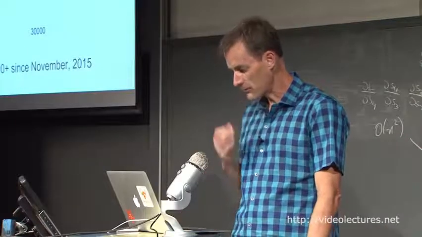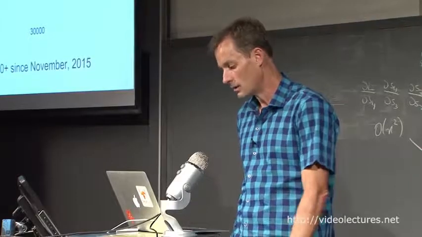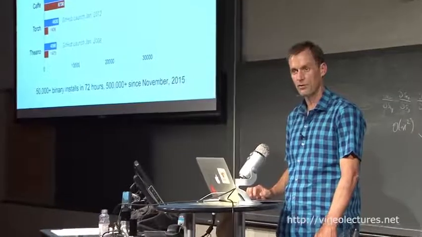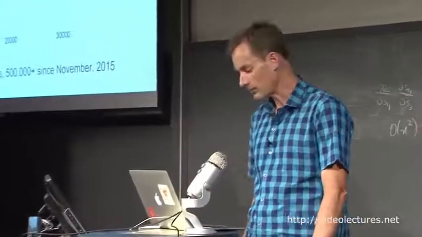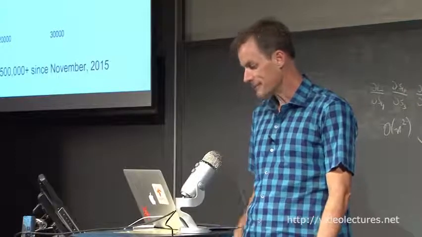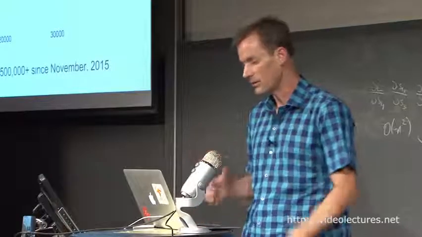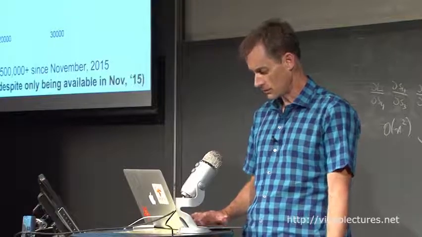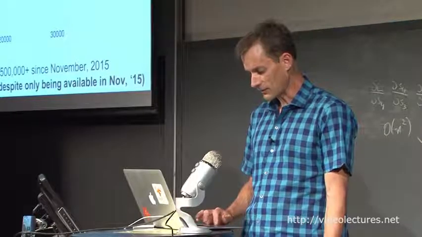And we've seen pretty good adoption of TensorFlow. So we had about 50,000 binary installs in 72 hours right after we released it, and about 500,000 since November. And it's unclear if GitHub stars and forks are a great measure of engagement, but it is one measure, and by those metrics, we're doing reasonably well. One stat I do like is that we were the most forked new repository in GitHub in 2015, despite only being available in November. So I guess that's good.